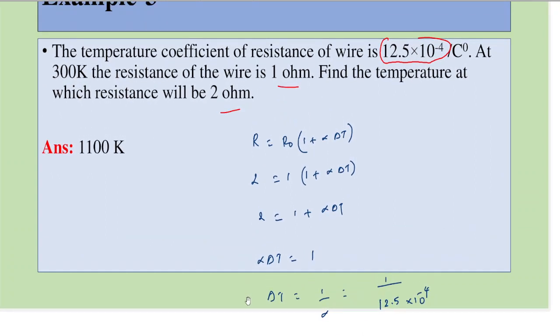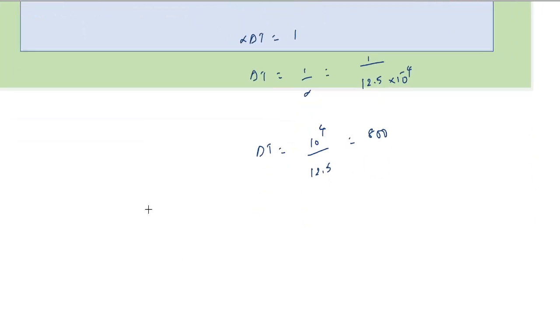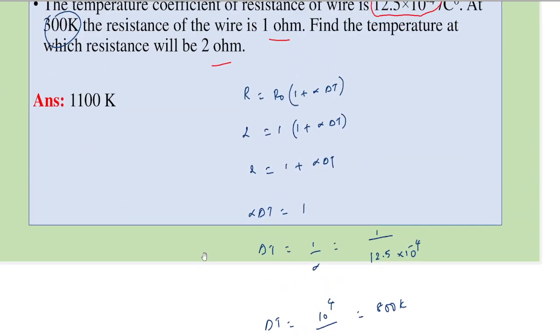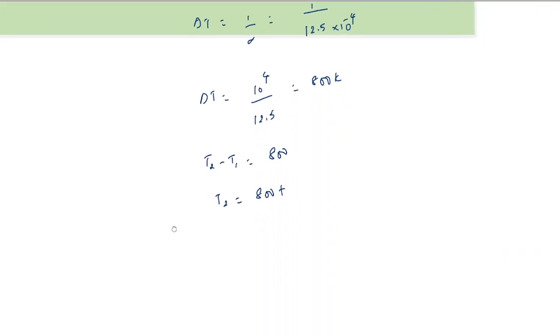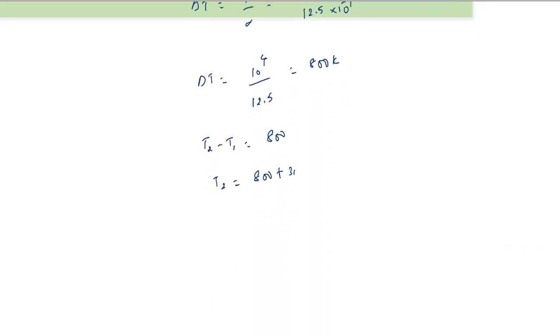Now here, since one temperature is in terms of Kelvin, it's 300 Kelvin here, you can write this also in terms of Kelvin only. Keep in mind that the change in temperature is the same in both the scales. So write this as 800 Kelvin, or this is nothing but T2 minus T1 is equal to 800, or T2 is equal to 800 plus T1, and T1 was the early temperature, which was 300 Kelvin. So T2 is equal to 800 plus 300, or T2 is equal to 1100 Kelvin.